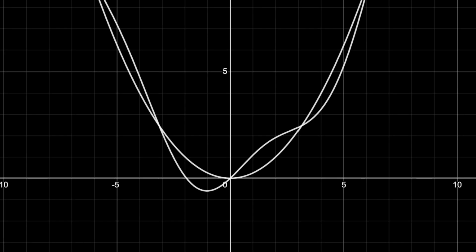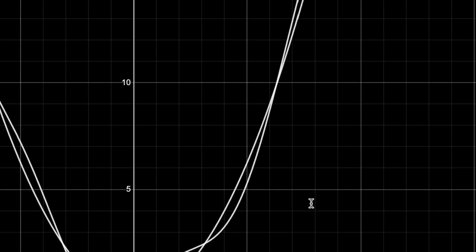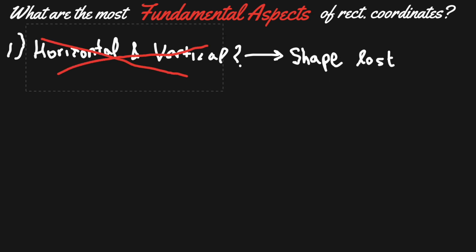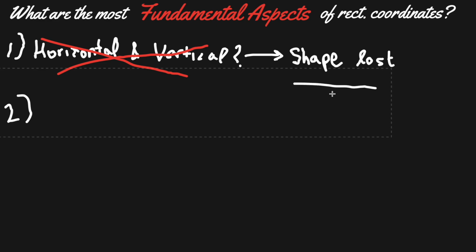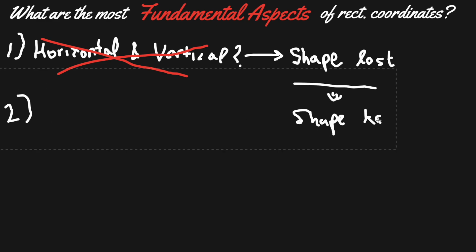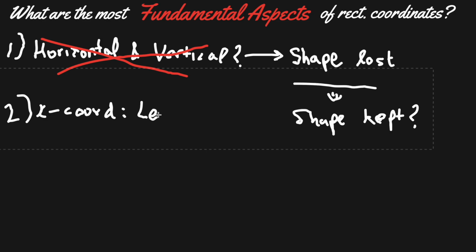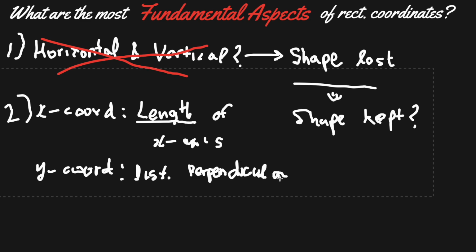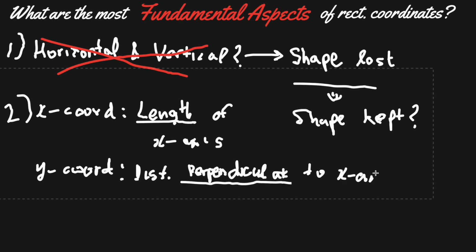However, simply adding the sine wave leads to the result losing its sine wavy shape. This was in fact what led me to create this problem. Instead of borrowing the horizontal and vertical aspects of rectangular coordinates, I wanted to find a different way that kept more of the sine wavy shape. To focus on preserving the shape, I borrowed two different aspects of rectangular coordinates. That x-coordinates relate to the length of the x-axis, and the y-coordinates measure distances perpendicular to the x-axis.